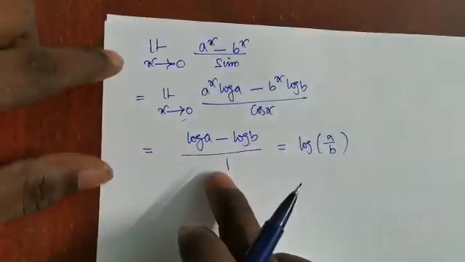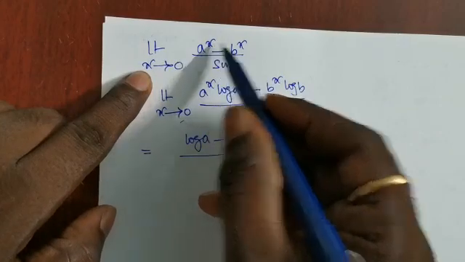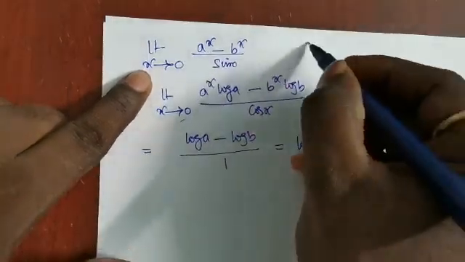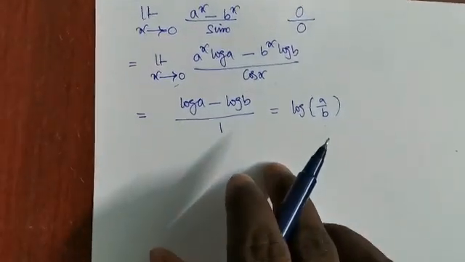Why are we using L'Hopital rule here? If we substitute x equal to 0 here, a power 0 is 1, b power 0 is 1, 1 minus 1 is 0, divided by sin 0 is what? 0. Then we are using L'Hopital rule.